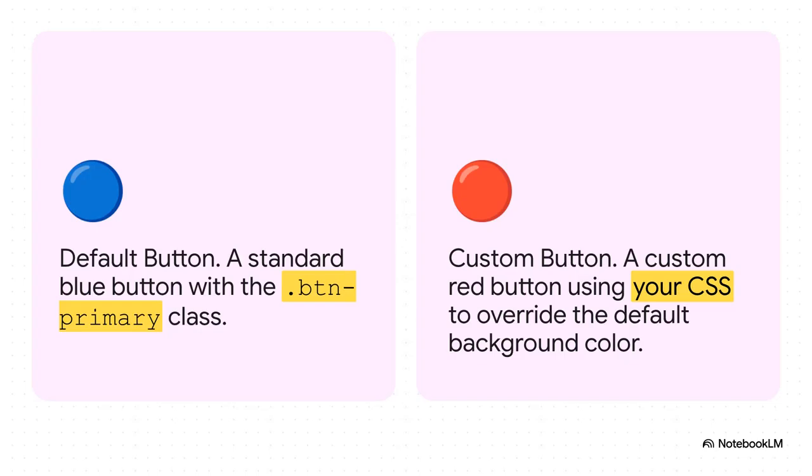And this slide shows that exact principle in action. On the left, you've got the default blue button that comes with Bootstrap. But on the right, with maybe one or two lines in our own custom CSS file, we've completely changed the background color to red to match our own brand. We get to keep all the other nice styles Bootstrap gives us, but we get to put our own stamp on it.